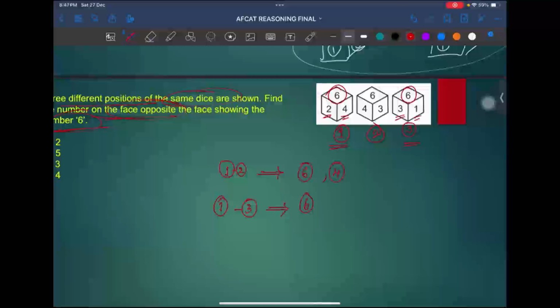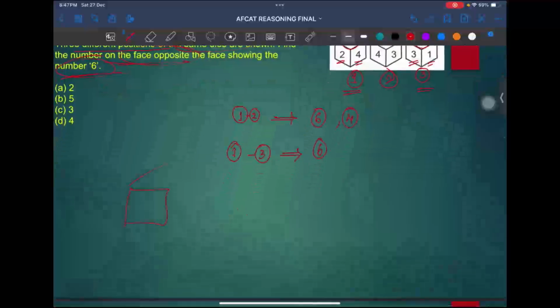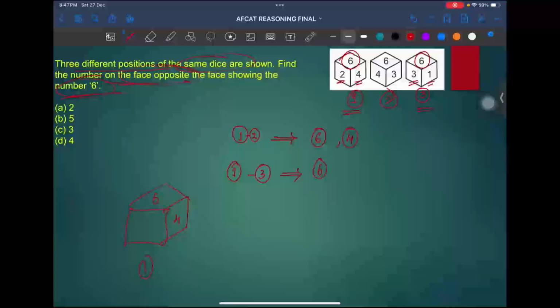Since we have only one common number, by using this 1 and 3, we can find the opposite faces of each dice. So how we need to find is, I'll just write those two dice. Dice number 1 is like 6, 4, 2, and the next one is 6, 4, 1. Since 6 is the only common number, I need to consider 6 as the base, and I just need to write the numbers clockwise.